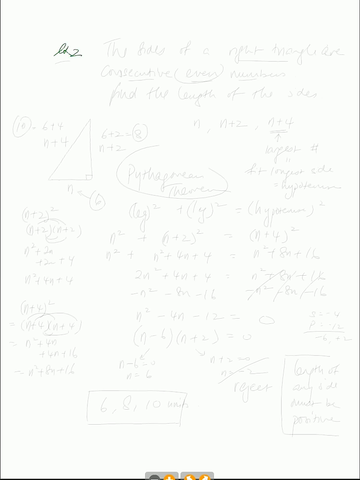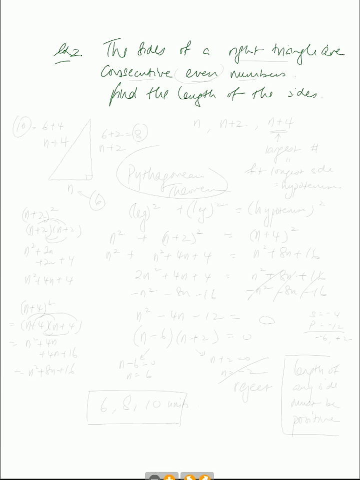Okay, let's look at another example. Let's look at example number 2. Let's involve something in a right triangle here. So let's try the right triangle one. The sides of a right triangle are consecutive even numbers. Find the length of the sides.